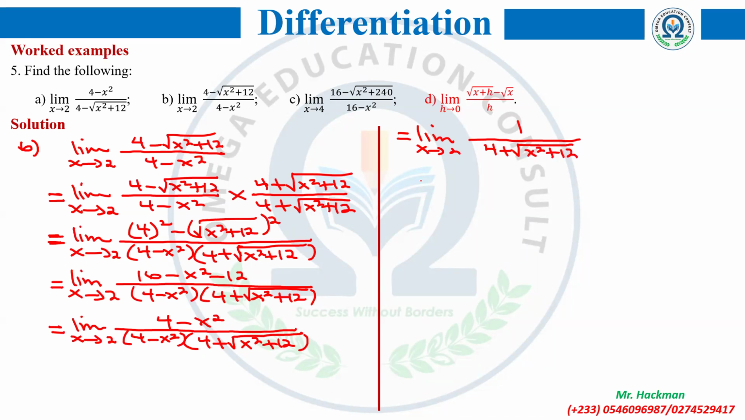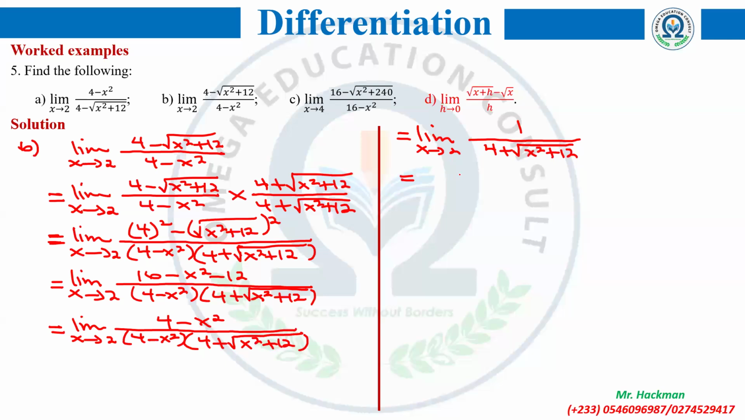Now we ask ourselves whether direct substitution is allowed. So let's see. If x is equal to 2, you get 4 plus what? 12, 16. So you get 4 plus root of 16, which will be 4. So you get 4 plus 4. So direct substitution will be allowed. Is that not it?